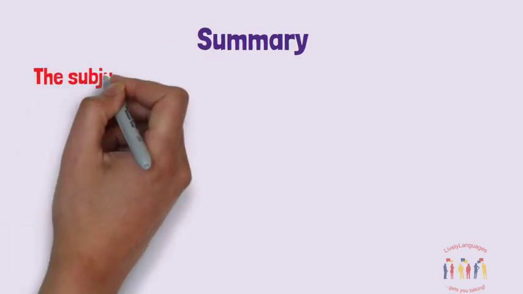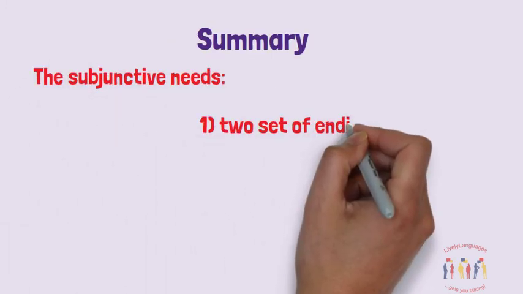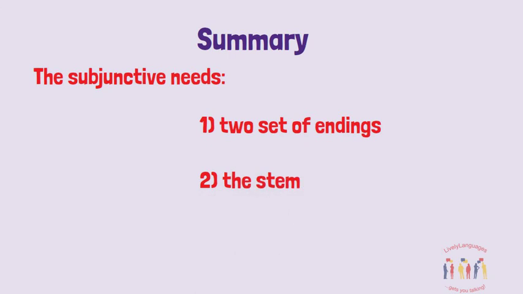So there you have it. To form the subjunctive with regular verbs you need 2 sets of endings and the stem of the verb. Why not concentrate on learning these verb endings so that you're ready to hit the ground running when the video on how to form the subjunctive part 2 comes out?